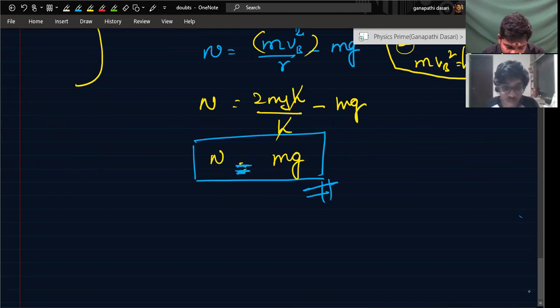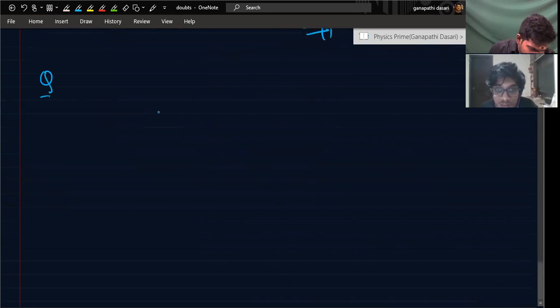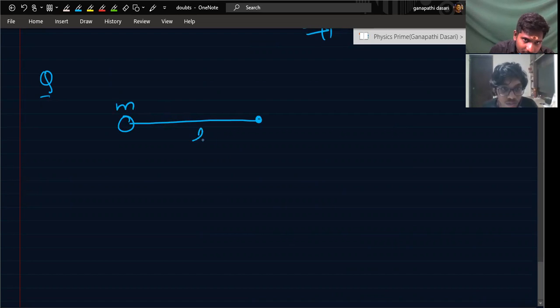Okay, sir. Shall we do another question, question 28? Is it also similar to this, sir? Let me check. A particle of mass M attached to the end of a string of length L is released from the horizontal position. The particle rotates in a circle about O, as shown.